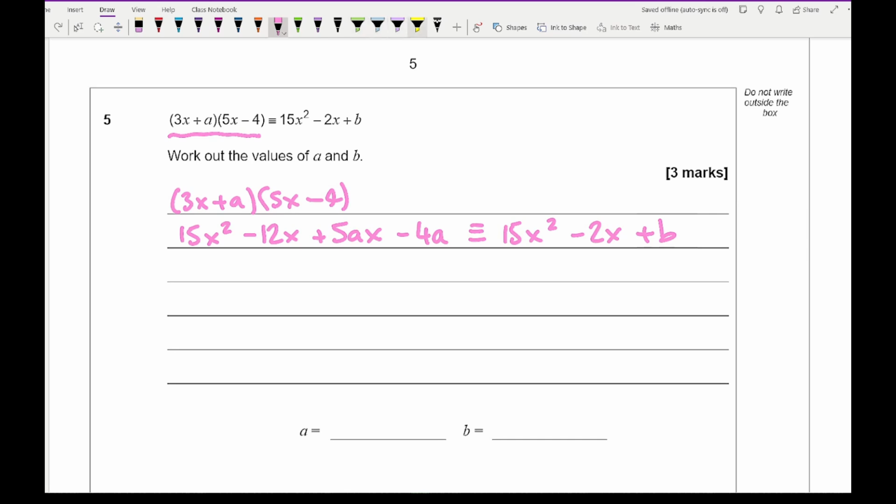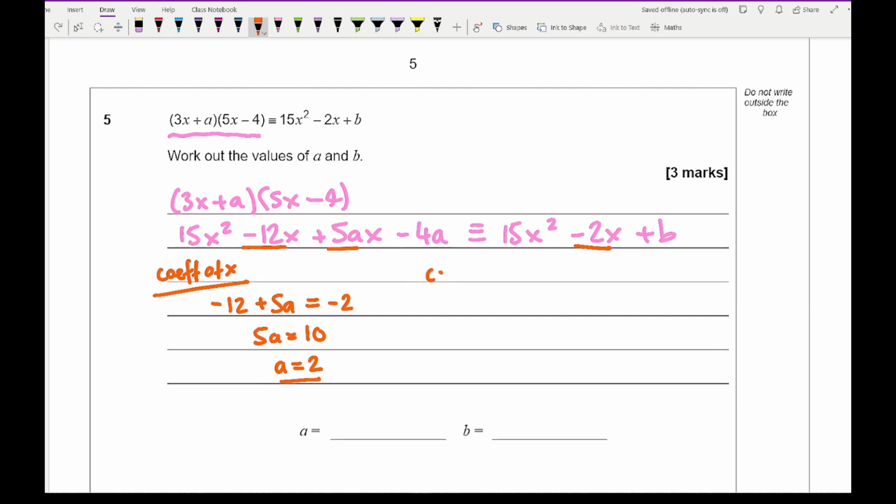From this, what we then need to do is compare the coefficients. If I look at the coefficients of x, on the left hand side we've got minus 12 plus 5a, and that equals minus 2. From this I can work out what a is. So 5a is going to equal 10, so a equals 2.